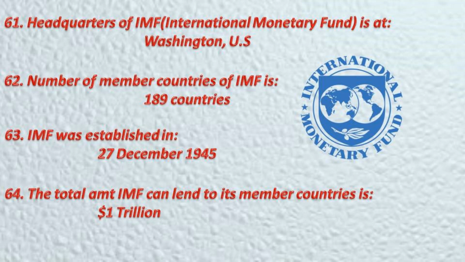61. Headquarters of IMF, International Monetary Fund, is at Washington, U.S. 62. Number of member countries of IMF is 189 countries. 63. IMF was established on 27 December 1945. 64. The total amount IMF can lend to its member countries is $1 trillion.